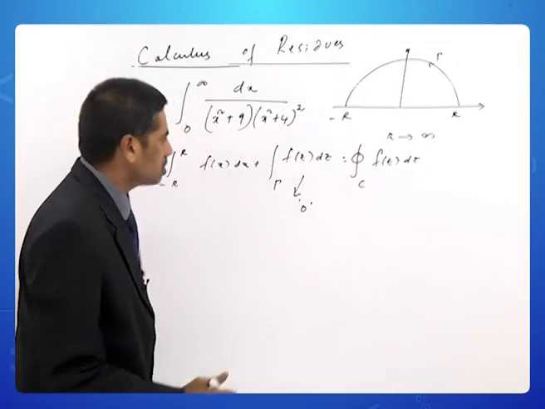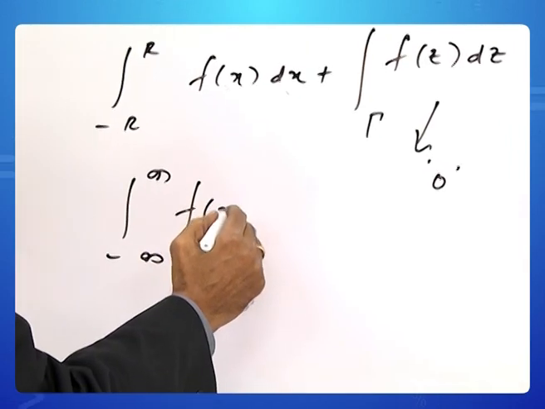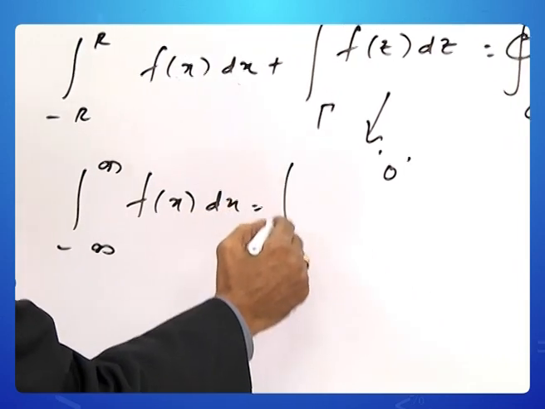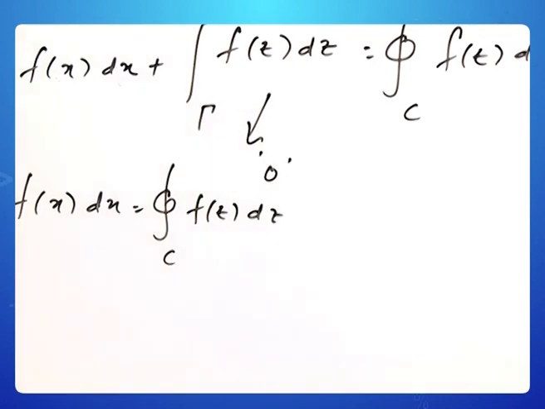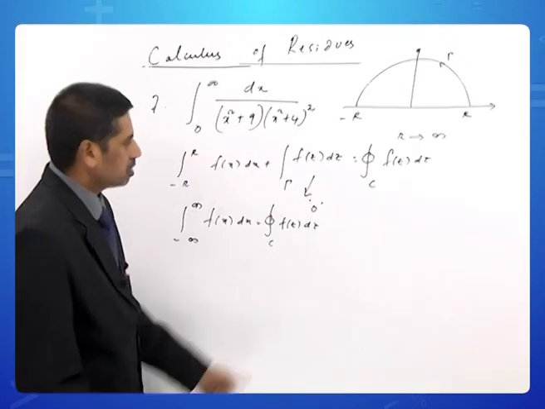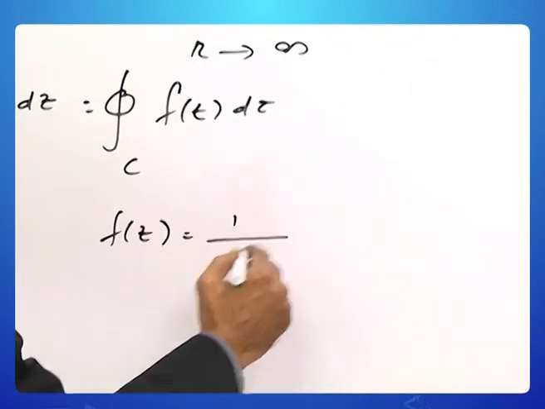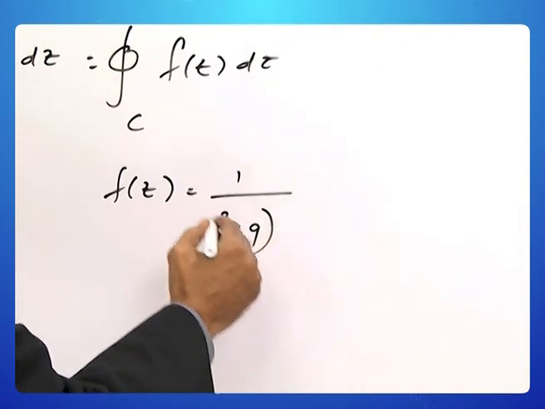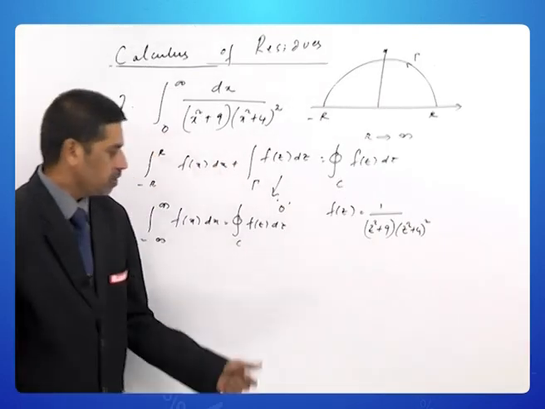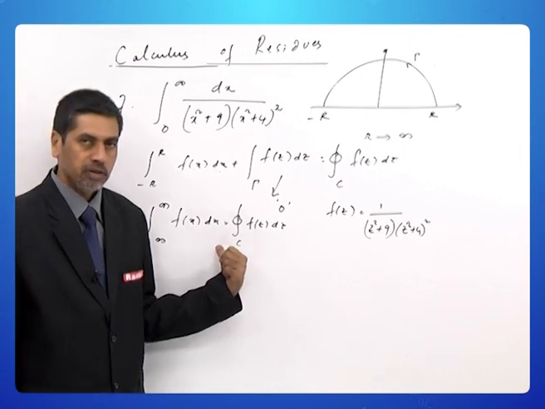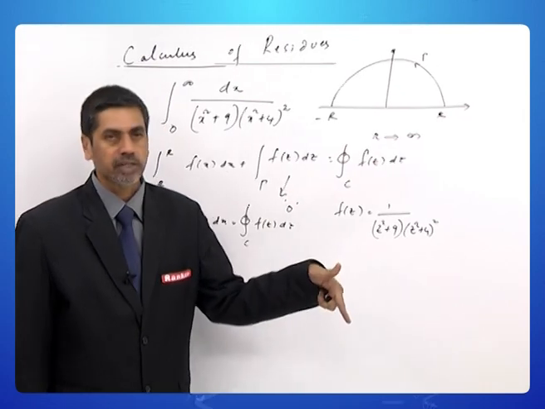So, what is left is integral from minus infinity to infinity of f of x dx is equal to integral over C of f of z dz. And in this case, the function is, I think better we write that also, f of z is equal to 1 by (z square plus 9) into (z square plus 4) whole square. So, the evaluation of this real integral amounts to evaluation of the contour integral on the right hand side.